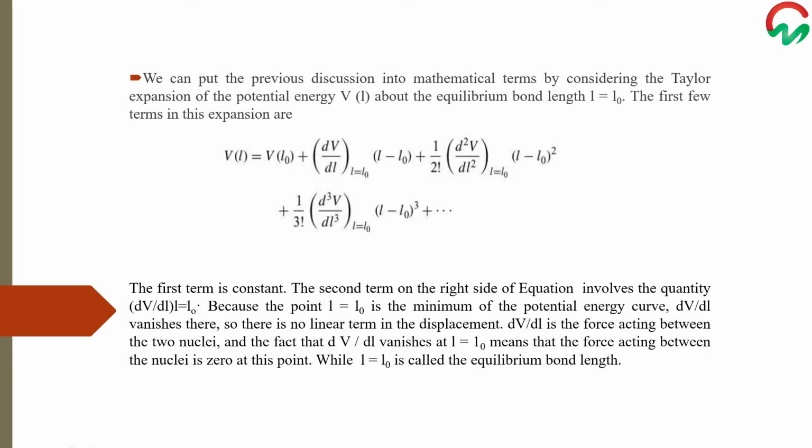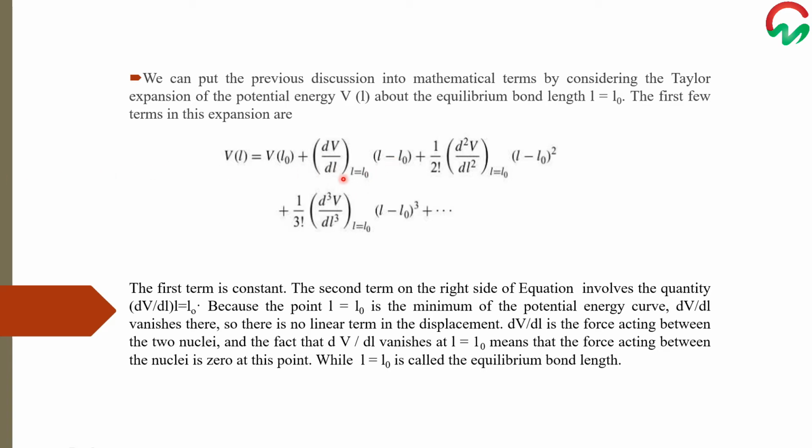Students, if we put the previous discussion into mathematical terms by considering the Taylor expansion of the potential energy V(L) about the equilibrium bond length L equals L naught, the first few terms in this expression are shown here in this equation. The first term here is constant. The second term on the right side of the equation involves the quantity dV/dL at L equals L naught. Because the point L equals L naught is the minimum of the potential energy curve, dV/dL vanishes there, and there is no linear term in this displacement.